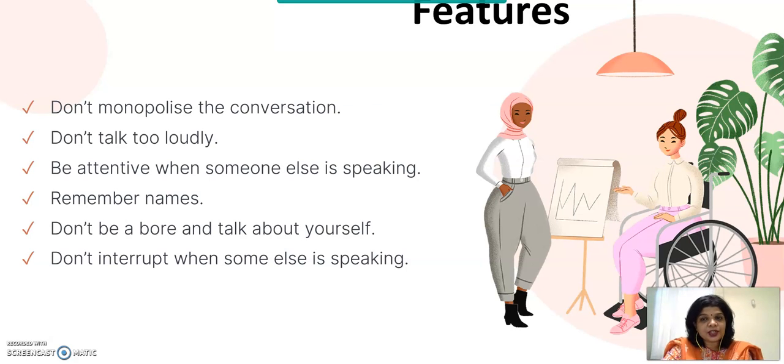These are certain features of effective communication that you can see over here. Do not monopolize the conversation. Do not give a long winding lecture on yourself whenever you're speaking to someone. Let the other person speak as well. Do not concentrate too much on yourself and be very verbose or wordy whenever you are speaking. Do not talk too loudly. Be attentive when someone else is speaking.